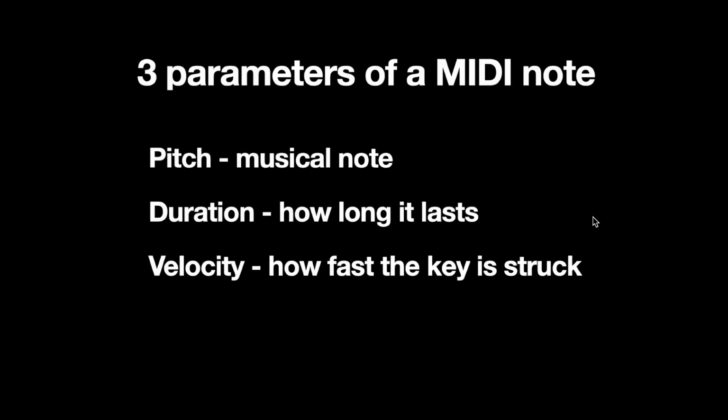We talked about the 3 parameters of a MIDI note. There's the pitch, how high and low it is. There is the duration, how long the note lasts. And there's the velocity, how fast the key is struck, right? And that translates to volume with some synthesizers, and it translates to different types of tone also. So maybe if you hit a note softer, it makes a different tone than it makes when you hit it louder.